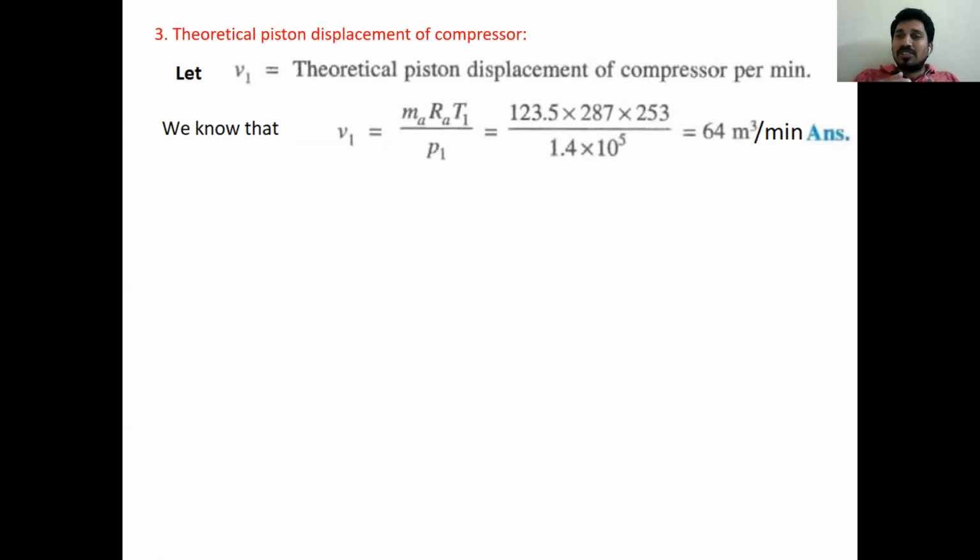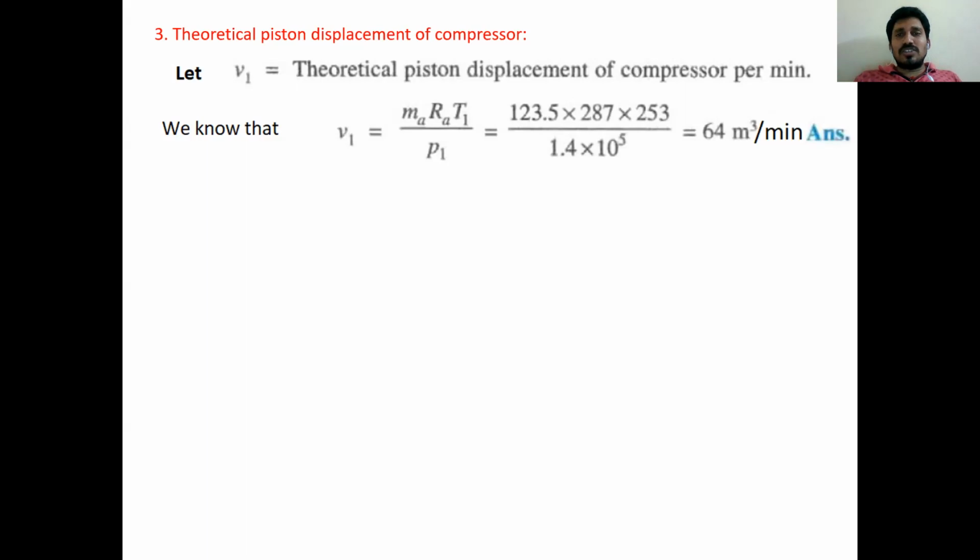M1 is nothing but the mass of air at section 1, which is equal to the mass of air at every section. Throughout the system, mass flow rate is constant because this is a theoretical system. So instead of M1, I wrote MA, mass of air, which is constant throughout the system. RA means characteristic gas constant, which is also constant for air, which is 287. Mass of air is 123.5. Just now we calculated in objective 2.